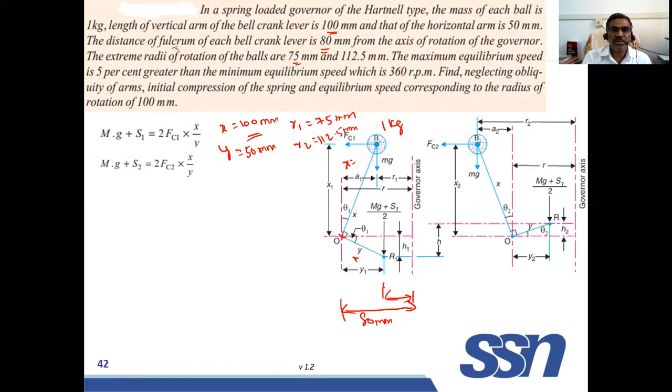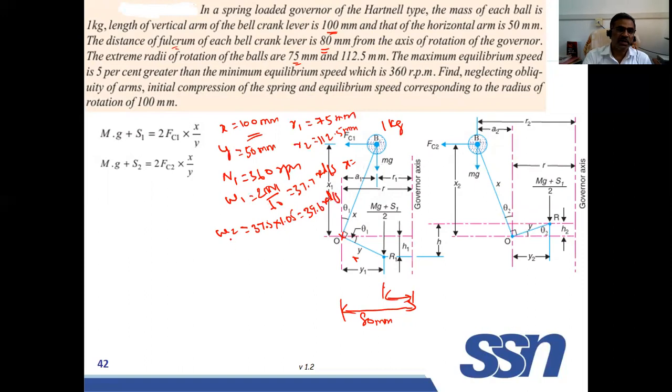And the maximum equilibrium speed is 5% greater than the minimum equilibrium speed. So the minimum equilibrium speed N1 is equal to 360 RPM. Then omega 1 is equal to 2 pi N1 by 60, that is equal to 37.7 radian per second. Omega 2 is 5% higher, so 37.7 into 1.05, that will be equal to 39.6 radian per second, omega 2.